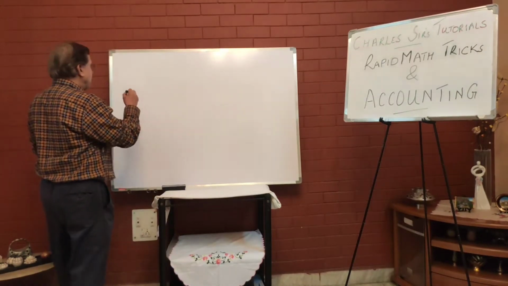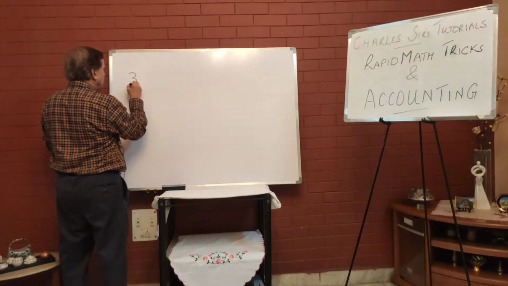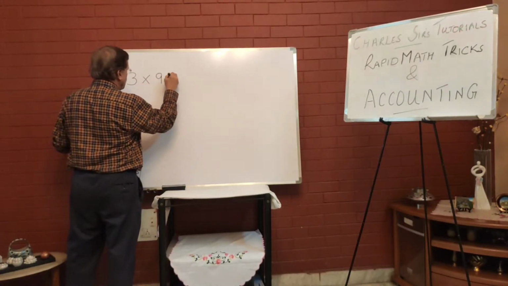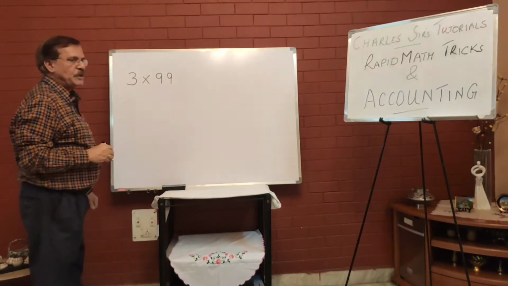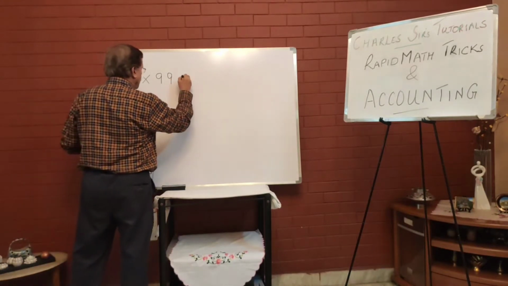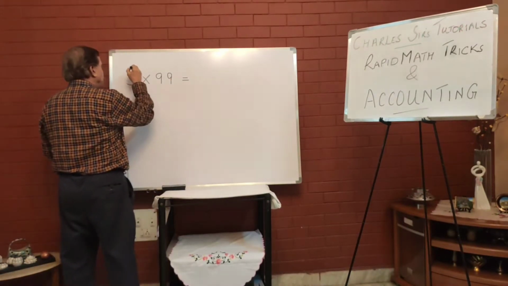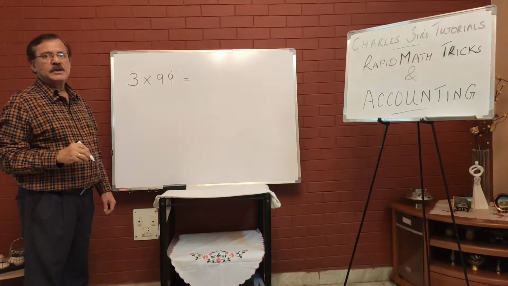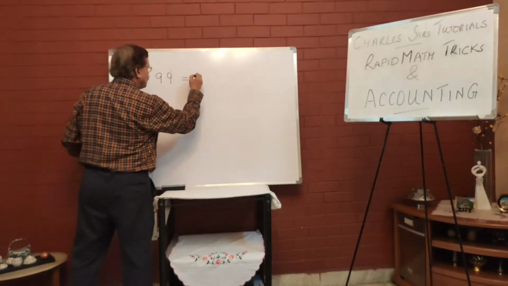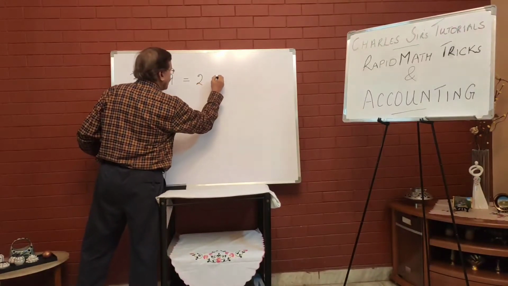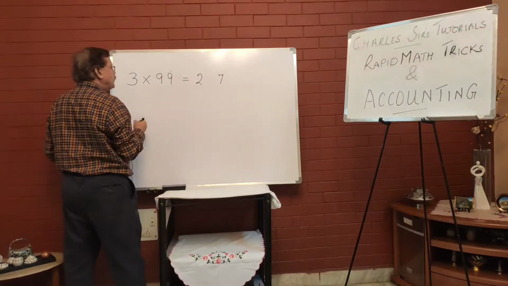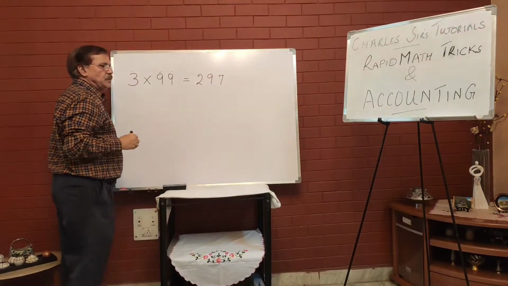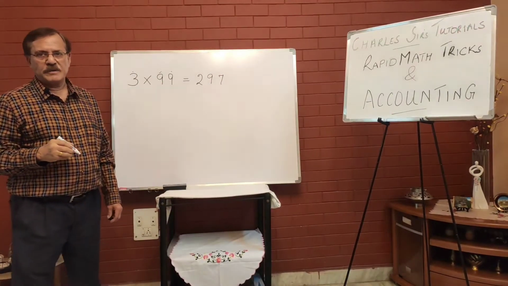So the first trick is 3 multiplied by 99. 3 multiplied by 99 is equal to, we see 3 and this last 9. Now 3 9s are 27. So you write 2 here and 7 here, and in between you insert this 9 over here. So 297 is the answer.